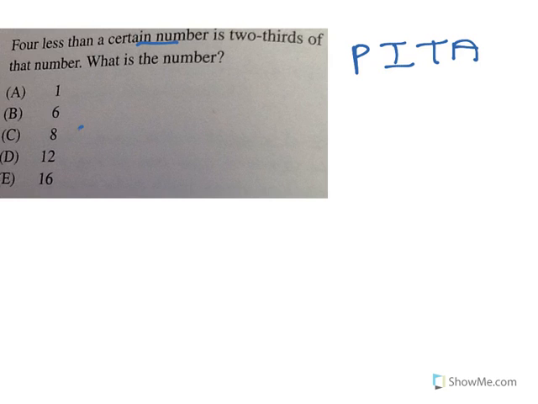So instead, we're going to start with C, which is what we always recommend. It's the middle number, and that will tell us, if it's not that answer, which direction to go from there. So they say 4 less than X, and X is a certain number, so 4 less than that number is equal to 2/3 of that number. So this is how I think about it algebraically, but we can do it really any way that makes sense to you. I'm going to start by just quickly plugging in that middle number.